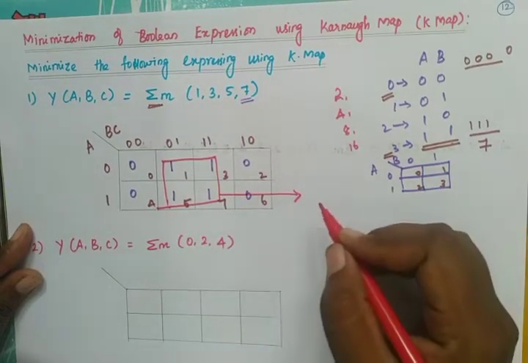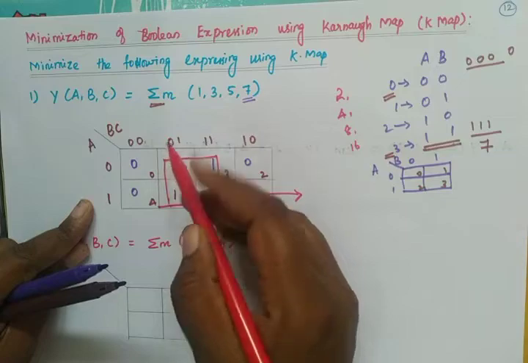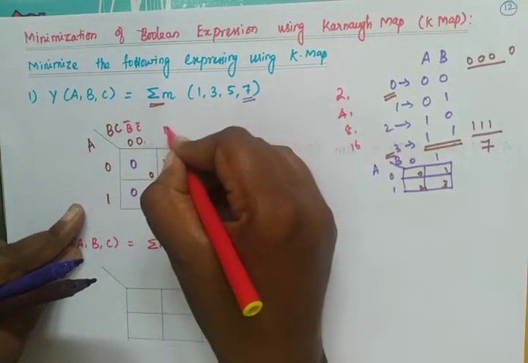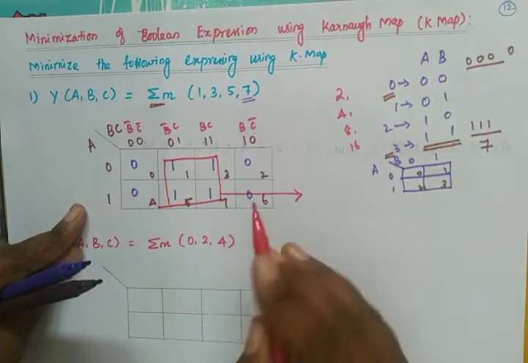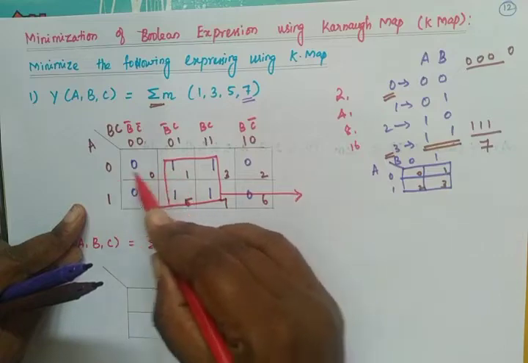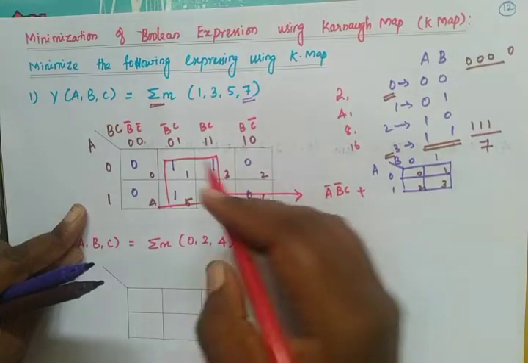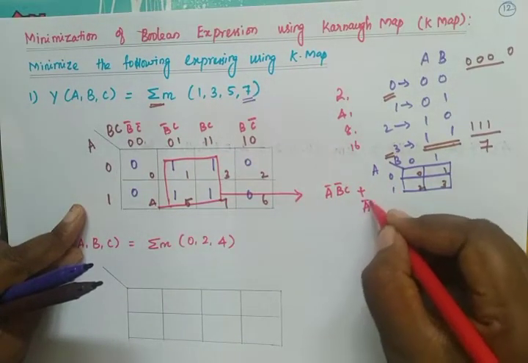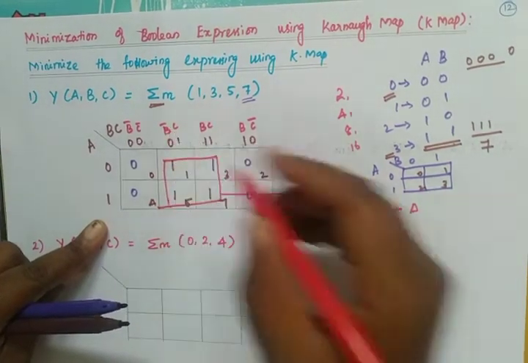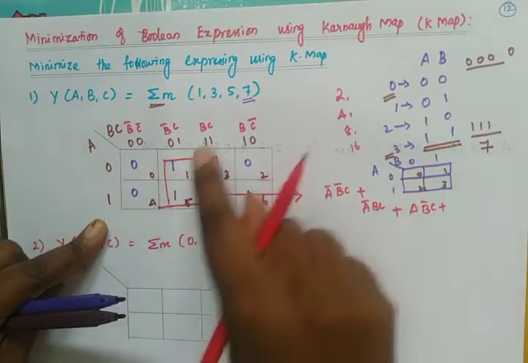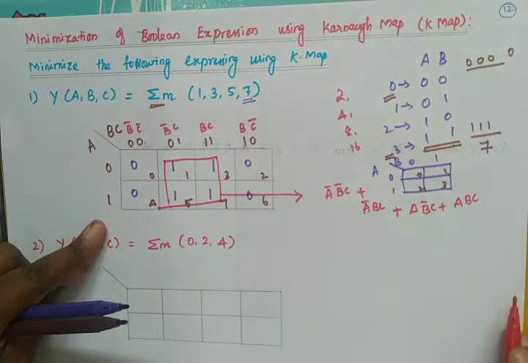Now listen, if it is a Boolean expression, the columns will be A bar, this is B bar C bar, this is B bar C, this is BC, and here it is B C bar. If it is a Boolean expression, we will get for this one A bar B bar C, so A bar B bar C plus A bar B C, plus for this A B bar C, plus for this A B C. After this we have to minimize this expression, isn't it?